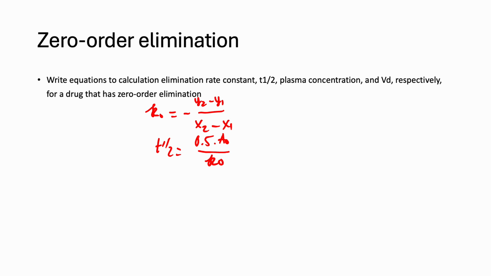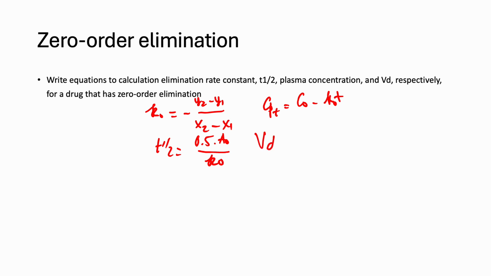For the equation to describe the change of the plasma concentration of drug, Ct equals C0 minus K0t. Ct is the concentration of drug at any time t, C0 is the initial concentration of drug, and t is the time you determine the concentration.